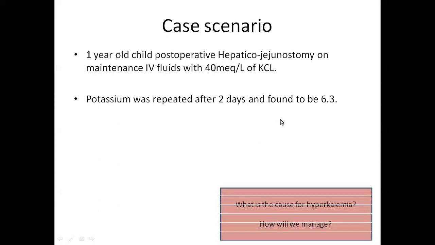So the next question here is, we already found out the cause for hyperkalemia, most likely iatrogenic, but when your kidneys are functioning well, this should get compensated. So to some extent, maybe we need to rule out AKI in this child. So the question here is, how will you manage this child? A 1-year-old child with extra potassium supplements found to have potassium of 6.3. So how are we going to manage this child?